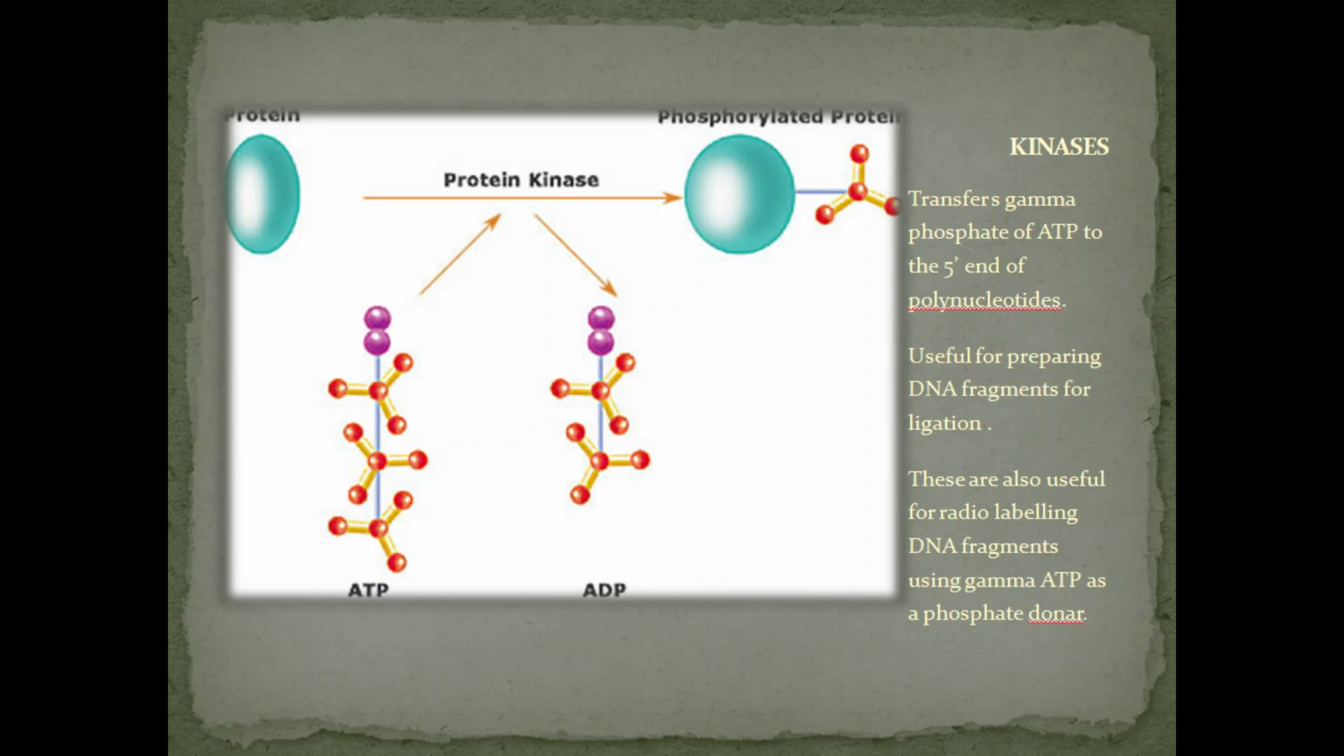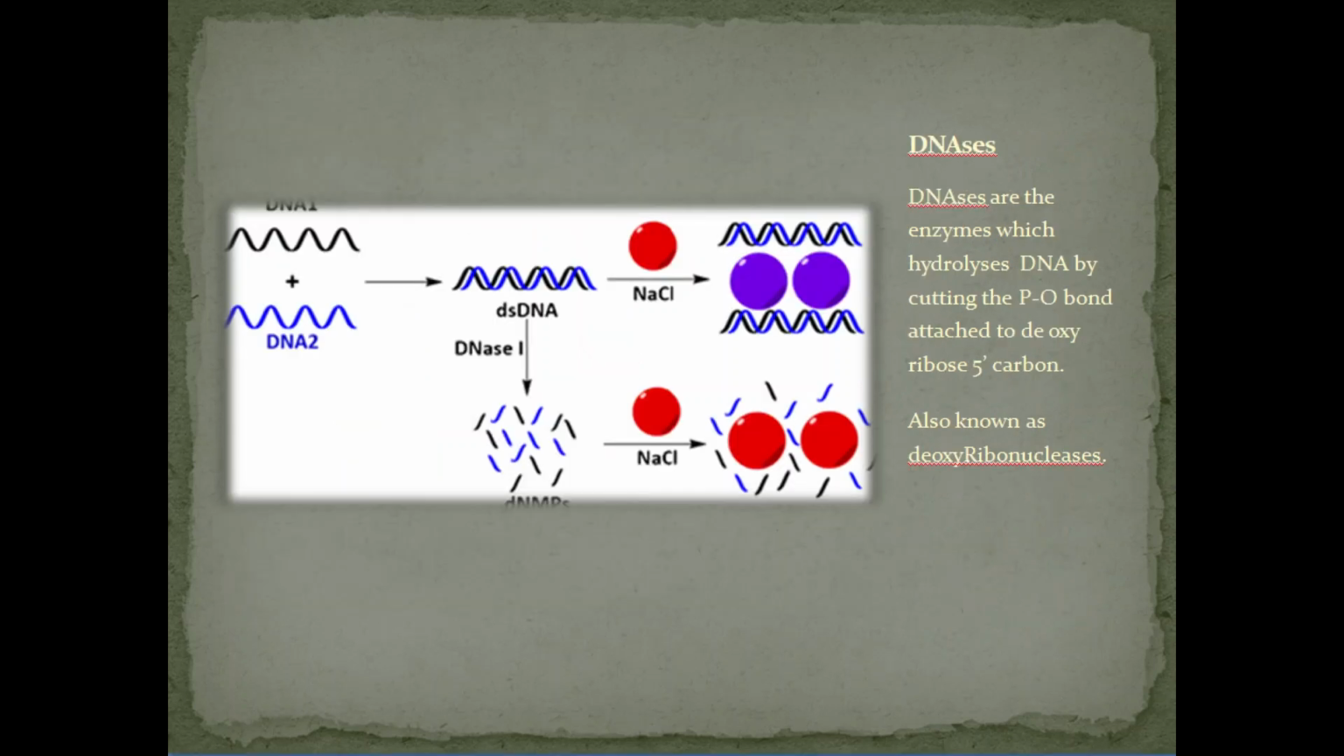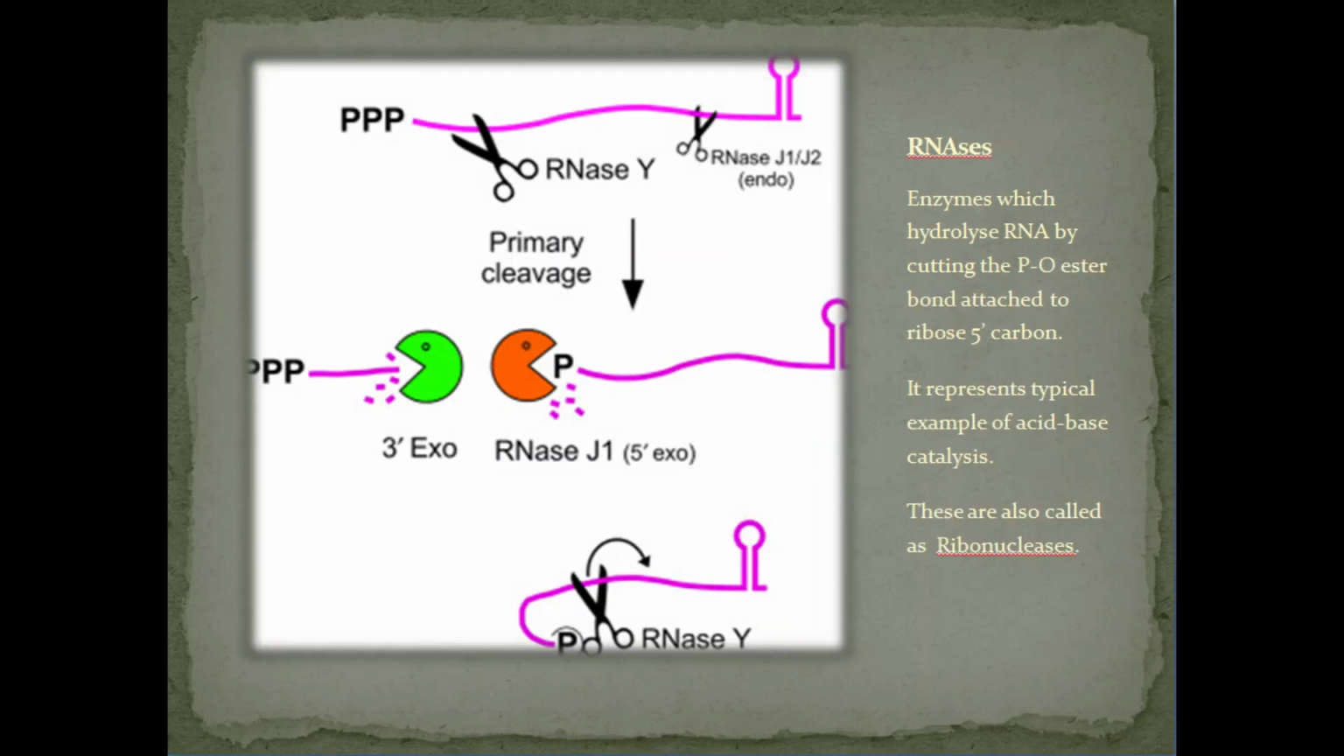Our next enzyme is DNase. DNases are the enzymes which hydrolyze DNA by cutting the PO bond, that is the phosphate and oxygen bond attached to the 5' carbon of the deoxyribose. These are also known as deoxyribonucleases. You can observe the figure to know the activity of DNases.